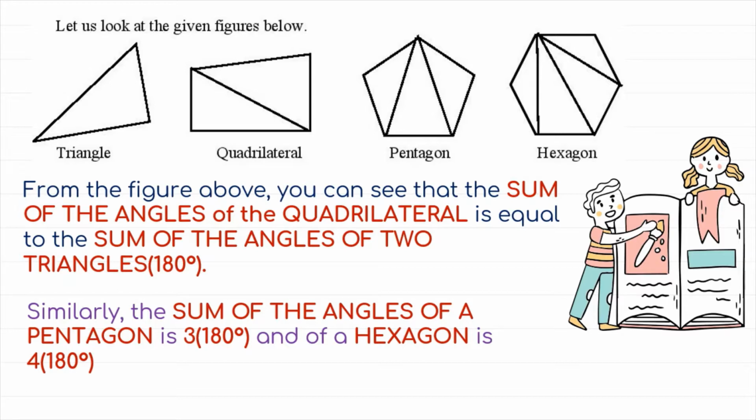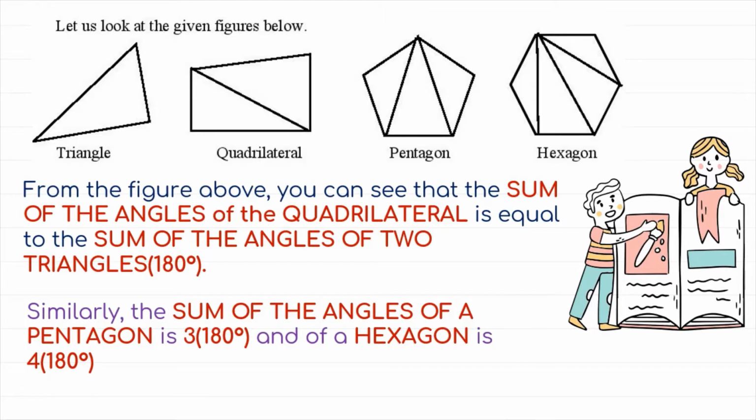Bakit? Kasi sa pentagon, we have 3 triangles. Every triangle has 180 degrees. So, tatlong triangle yung nabuo dun sa pentagon, kaya 3 times 180 degrees. And then yung sa hexagon, we have 4 triangles, kaya 4 times 180 degrees. Kaya kung i-multiply natin yan, yun yung sum ng lahat ng angles ng pentagon.